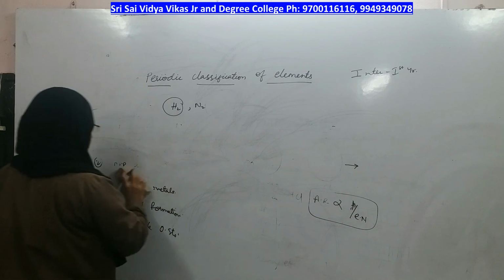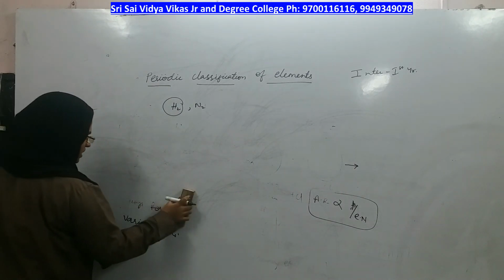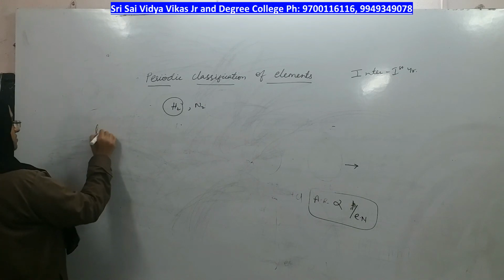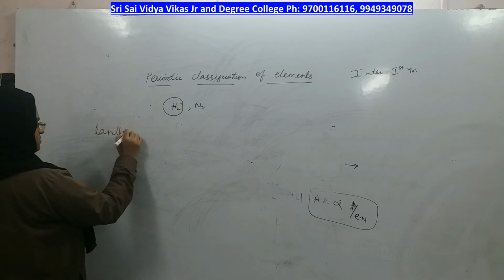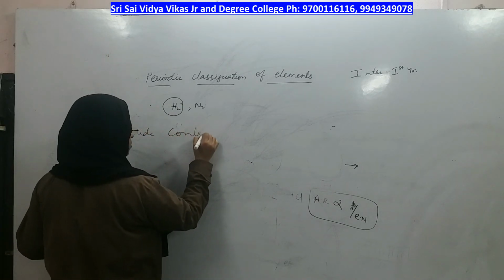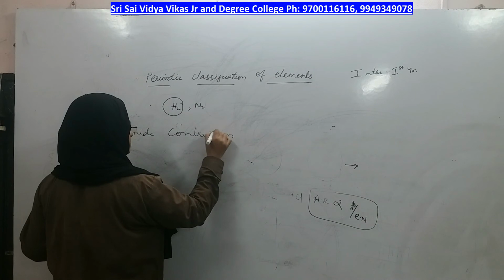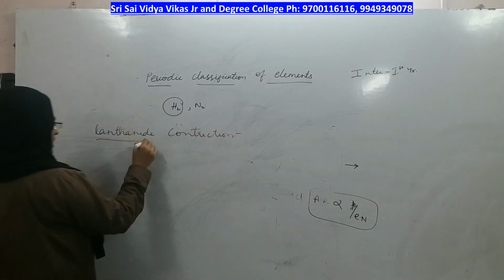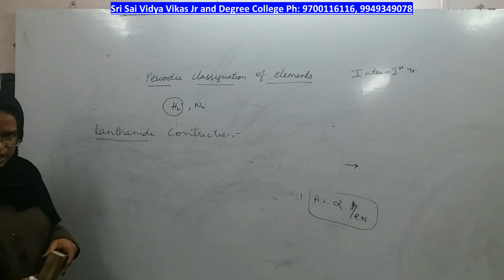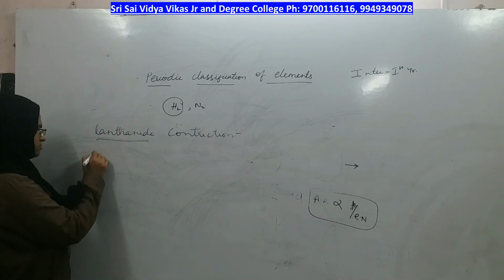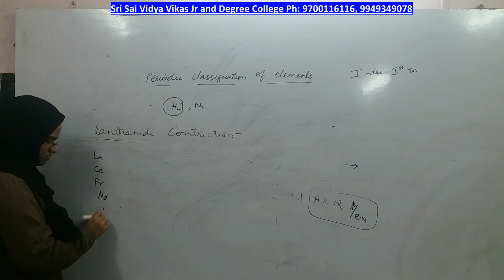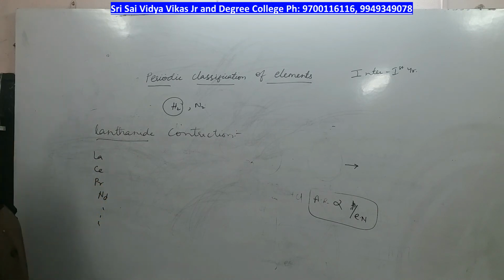Next special property is for f block elements, which is lanthanide contraction. Lanthanides means all the 4f series elements are called lanthanides. It starts from lanthanum, cerium, praseodymium, neodymium, and so on, right?